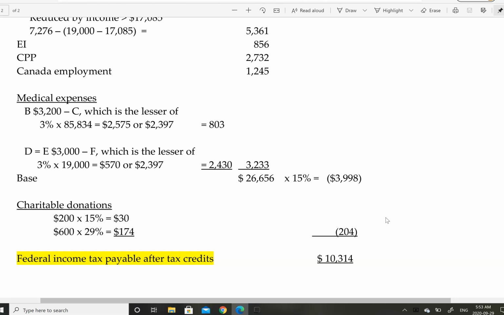Now remember that there are provincial amounts as well, but we just focus on the federal amounts in this course because the provincial amounts and provincial tax credit rates vary from province to province. So that brings us to the end of this video solution.